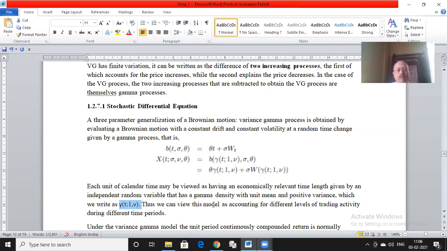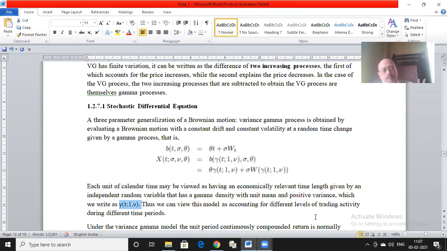Thus, we can view this model as accounting for different levels of trading activity during different time periods. Sometimes there will be a lot of arrivals in a short time. That means the market is more active. When the market is more active, it is as if time is moving faster. And at some other point of time, on some other day, when the market is slow, that means there are fewer economic events happening. So as if time has become slower.